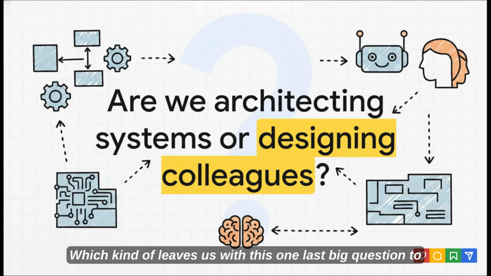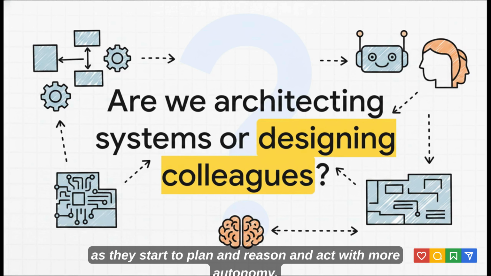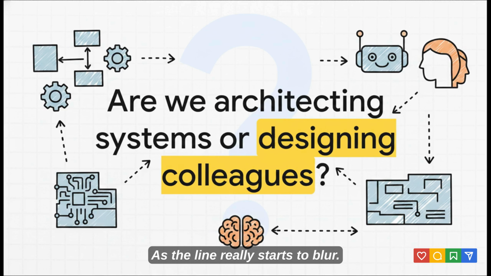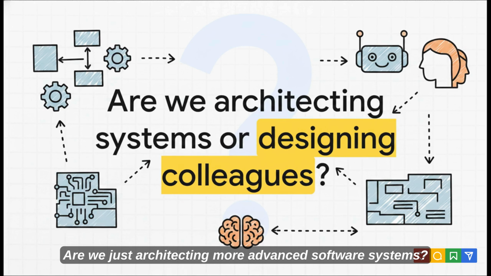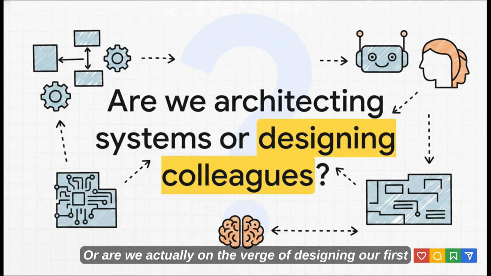Which kind of leaves us with this one last big question to chew on. As these systems get more and more capable, as they start to plan and reason and act with more autonomy, the line really starts to blur. Are we just architecting more advanced software systems? Or are we actually on the verge of designing our first true digital colleagues? That's something to think about.